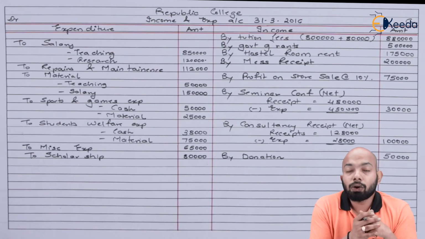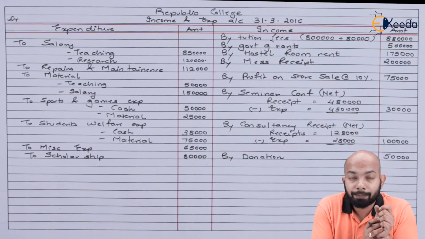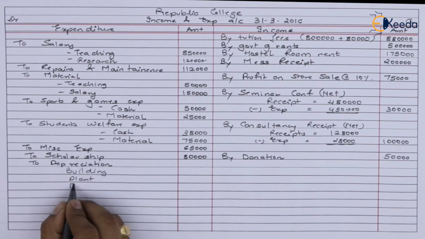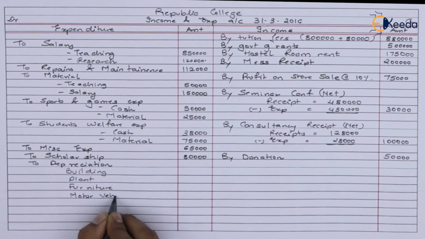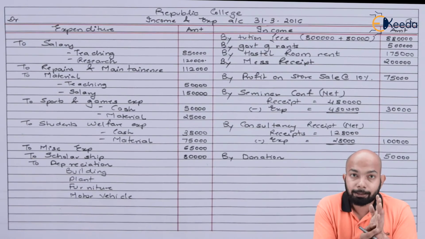And the last revenue expense that we can mention here is the depreciation that we are providing here. For building, plant and furniture, we have already calculated. Let's mention that same amount.